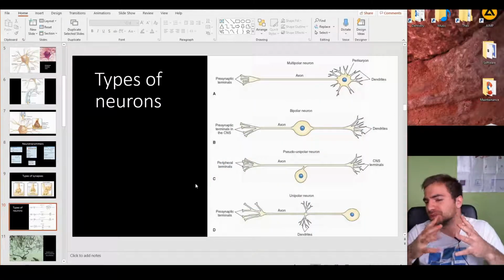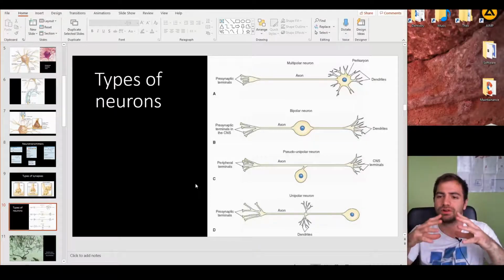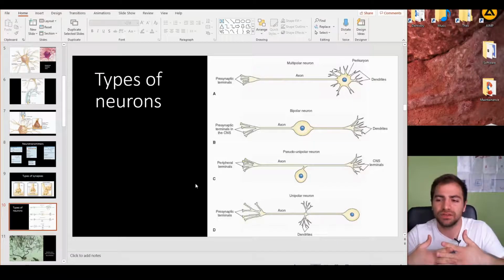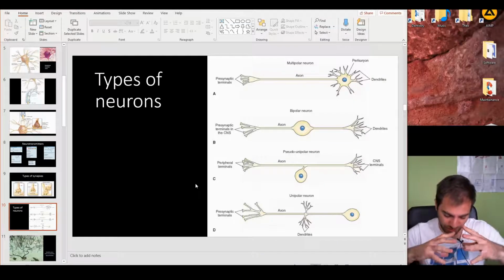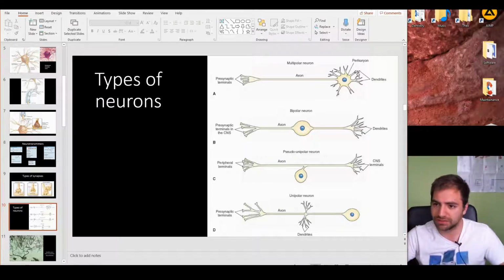So we will see different terms such as multipolar, bipolar, pseudounipolar, and unipolar neurons. The term polar refers to how many cell processes exist in one cell. For example, the multipolar neuron has many dendrites, many cytoplasmic processes that receive the stimuli, and the axon that propagates them. In this way, we have many polar ends receiving and one polar end giving. The bipolar neuron simply means that there are just two endings, two different sources of input.